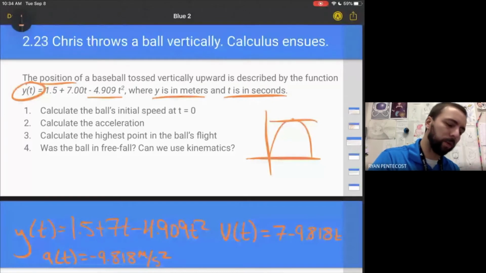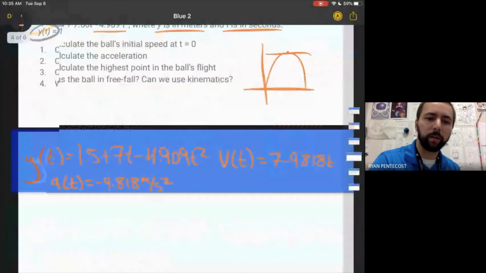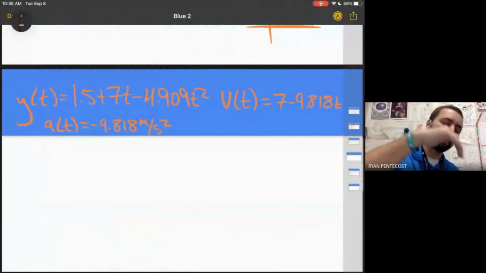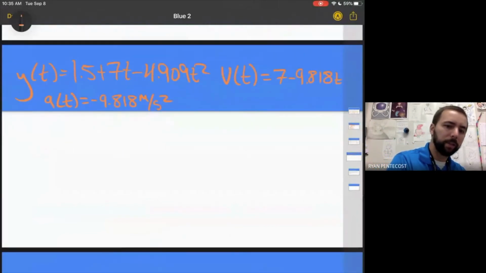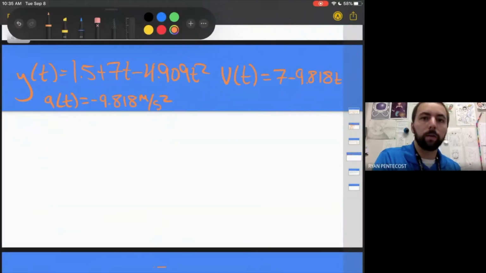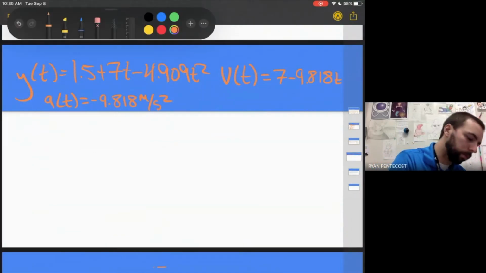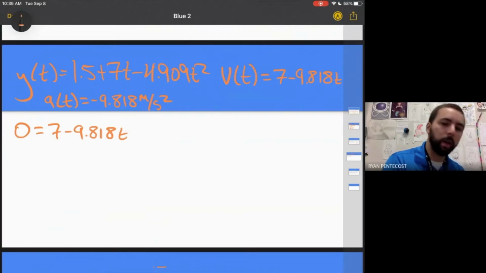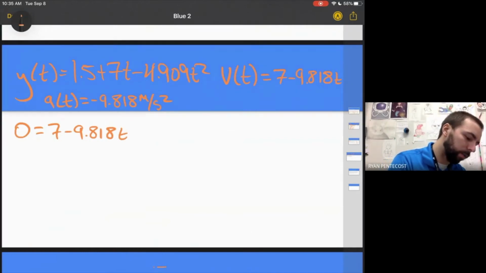So if we take the derivative of position, remember we get velocity, and at the peak of a flight, velocity equals 0 because you must change from positive velocity to negative velocity. So the highest point in the ball's flight, v equals 0 at the top. So we set velocity equal to 0. We have 0 equals 7 minus 9.818t. And we want to know the time that velocity equals 0. So let's add everything over and divide.